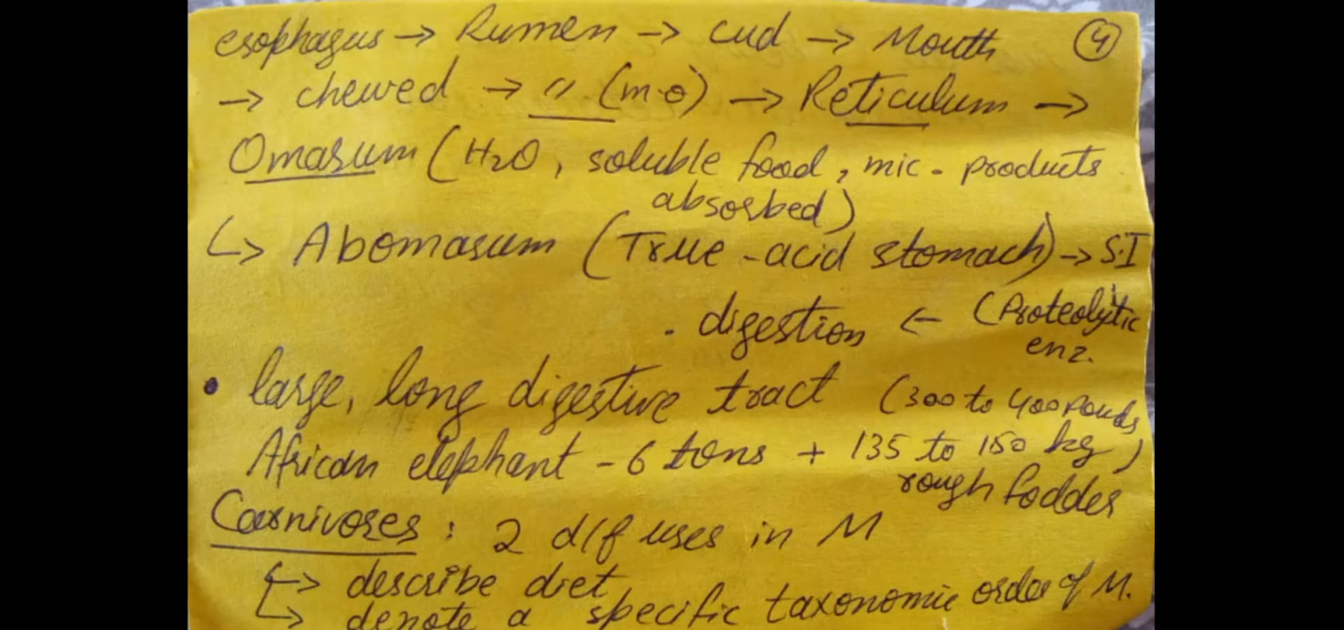Now, the terms carnivore and insectivore have two different uses in mammals. Here I'm going to discuss the carnivore. The term carnivore first describes the diet. Second, this term denotes a specific taxonomic order of mammals, order Carnivora.